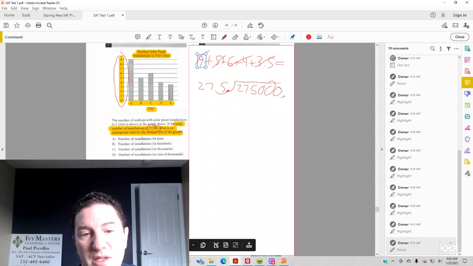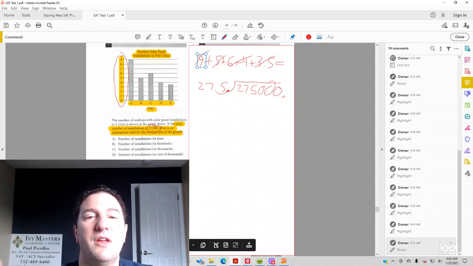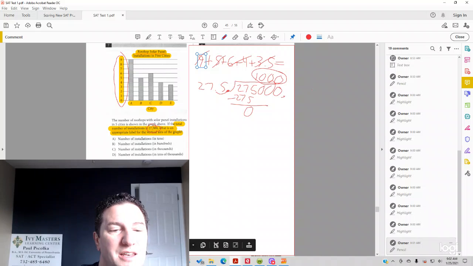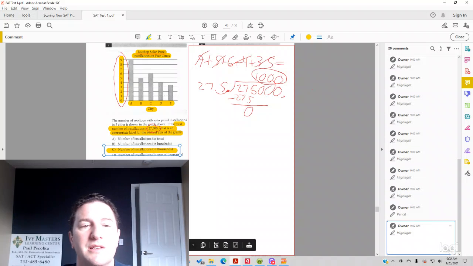Then when you divide 275 into 275,000, just the wording of it would tell you the answer actually. But you'd have 1 multiplied by 275, subtract to get 0. Then you keep dropping zeros. Notice the ones on top of 5. Keep dropping zeros, and you wind up with 1,000 as your answer. So in other words, it is the number of installations in thousands. Answer choice C is your correct answer.